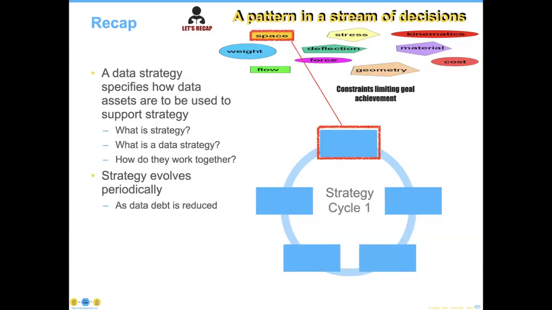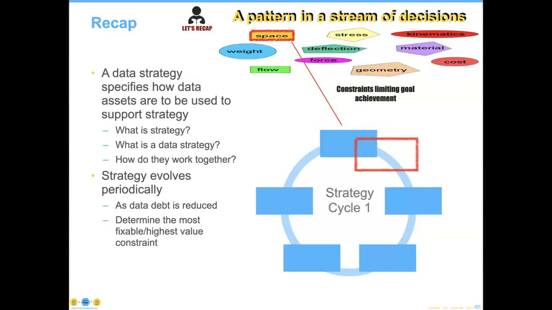So I showed you this picture before. We're going to eliminate space as the first thing. Well, again, in our process of doing this, we're going to go through what's called a strategy cycle in order to do this. This is the first strategy cycle. And at the end of strategy cycle, I have fixed the space problem, whatever the space problem was.